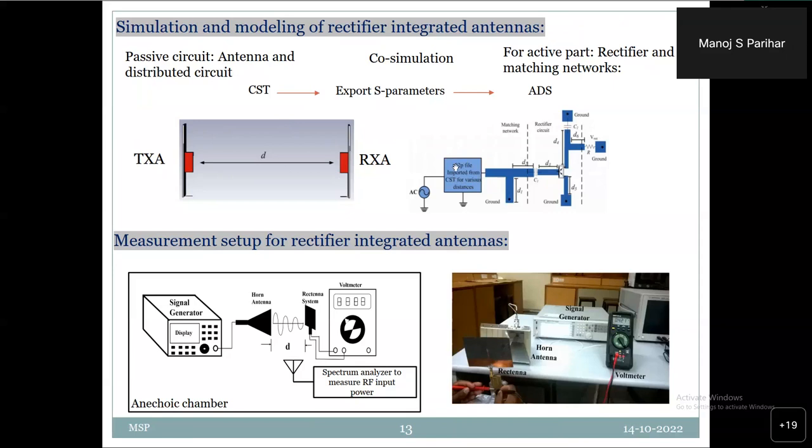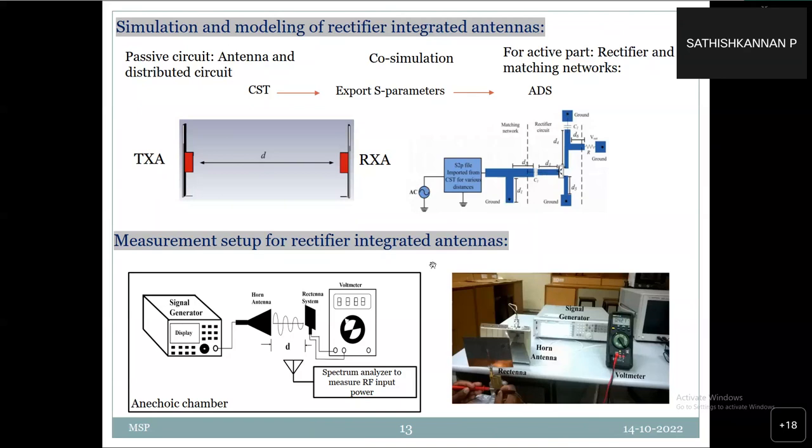Okay, sir. So that is S21 or S12, right? Okay, sir. This part we have to do in ADS only. Yes, ADS. Then you can connect your remaining parts like your rectifier or whatever you want to connect. And you can also have control over the input RF power. Whatever power you want to give, you can give. Yes, sir. Okay, sir.